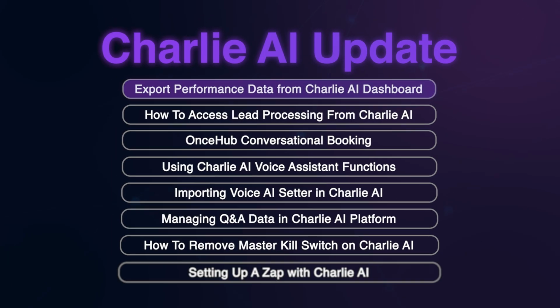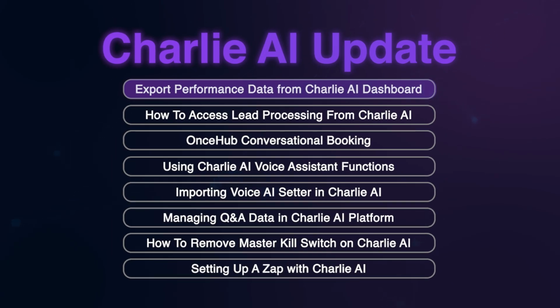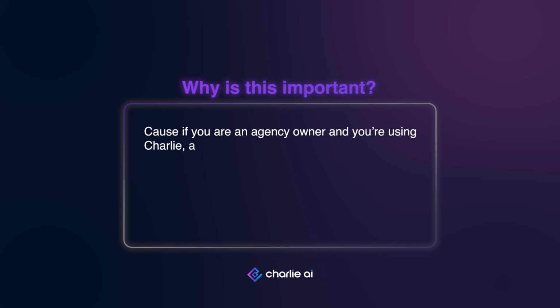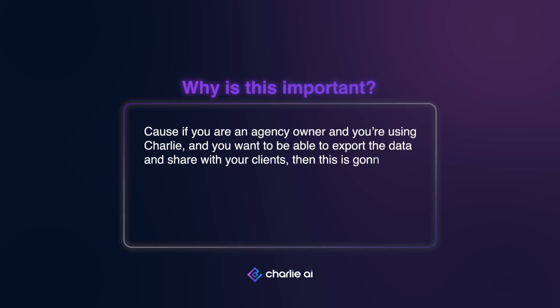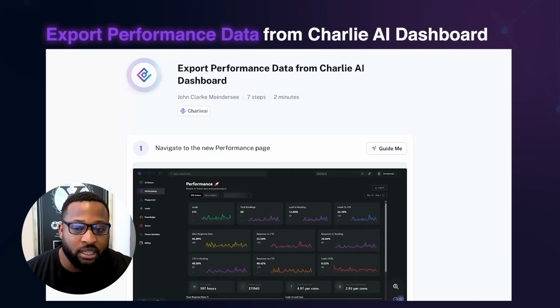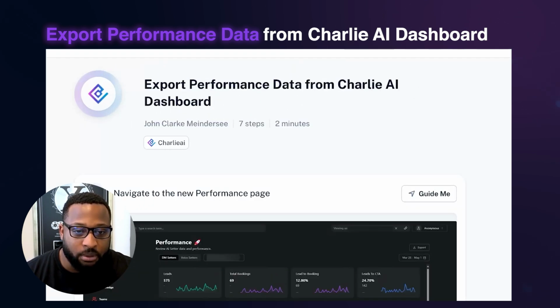So the first update is being able to export data from the performance dashboard. Now, why is this important? Because if you are an agency owner and they're using Charlie and you want to be able to export the data and share with your clients, then this is going to be the update that allows you to do that. And you maybe don't necessarily want them to even have access to Charlie, but you want them to be able to see the data. So this allows you to be able to do that.